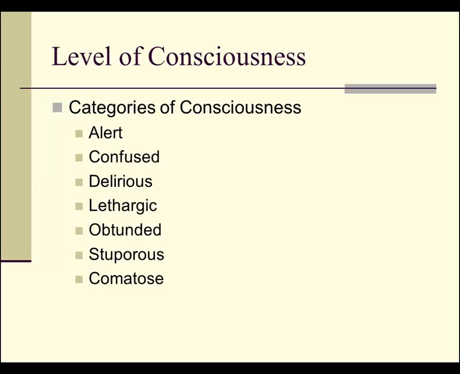In the levels of consciousness, there's different categories, and it starts from your highest or optimal level of function down to your lowest level of function. So we start off with alert, and that is your patient that is aware of their surroundings, knows what's going on, and is oriented to person, place, and time. From that you can move to confused, where they're still awake, but they may have some of the facts messed up. They may not know who they are or where they are. Delirium is even below that, which is marked by an uncontrolled excitement or emotion.